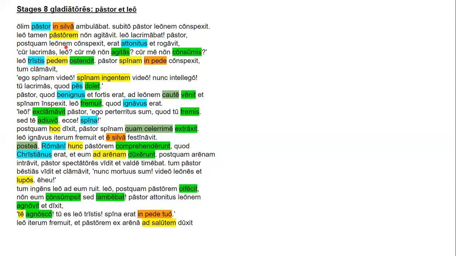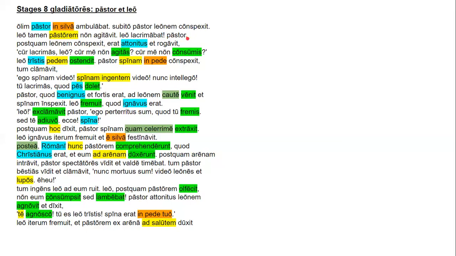Leonem, a third declension noun, is accusative, so it's going to be the direct object. Conspexit, we've seen this verb before, a perfect tense verb meaning saw. So after he saw the lion, and we know that it's an implied he saw because we were just talking about that pastor, the pastor being a third declension nominative subject.